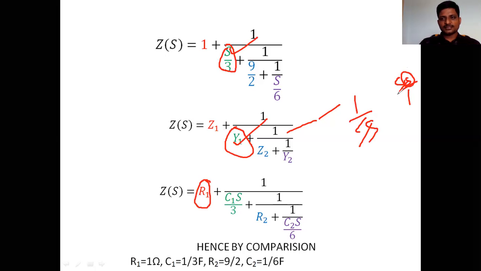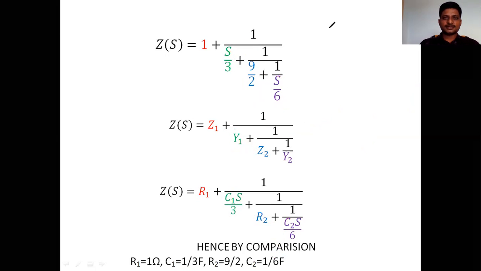Therefore, C1 is equal to 1 by 3. If you compare, C1 s is equal to s by 3. Therefore, C1 is equal to 1 by 3 farads. Similarly, 9 by 2, and there is no s term here, so you have to understand it as a resistor. Therefore, R is equal to 9 by 2 ohms. And s by 6 means again it is a capacitor, and that value will be 1 by 6 farads. So in this way, you have to compare and understand the values.